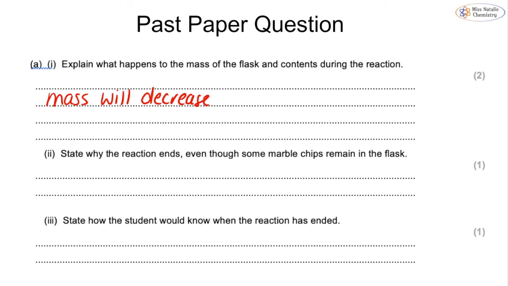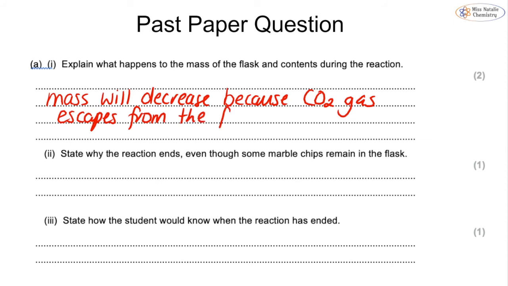And the reason that the mass will decrease is because CO2 gas escapes from the flask. So all of our CO2 gas is going to be released from the flask, or leave the flask, or escape from the flask, so our mass is going to decrease.